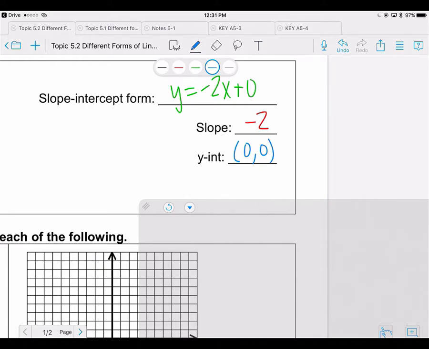So remember, you don't have to put the 0 if you don't want to here. Some people like to put it so that they know that it actually is 0, not that they accidentally left off part of the problem. But if you put y equals negative 2x, you would not be wrong.